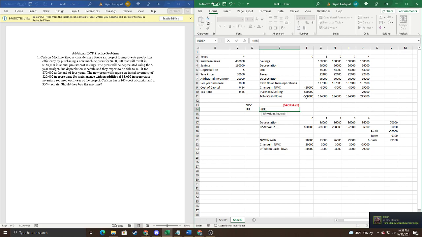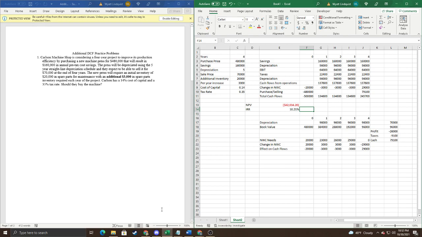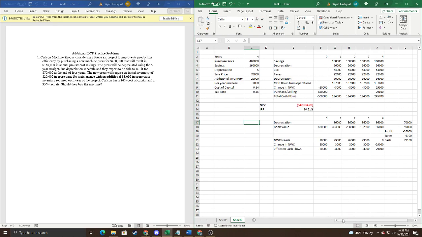Now this one's even easier. You just select all of your values, and you get a 10%. We'll add a couple more zeros, a 10.21% internal rate of return. And if you go and check the answer key, this is correct.